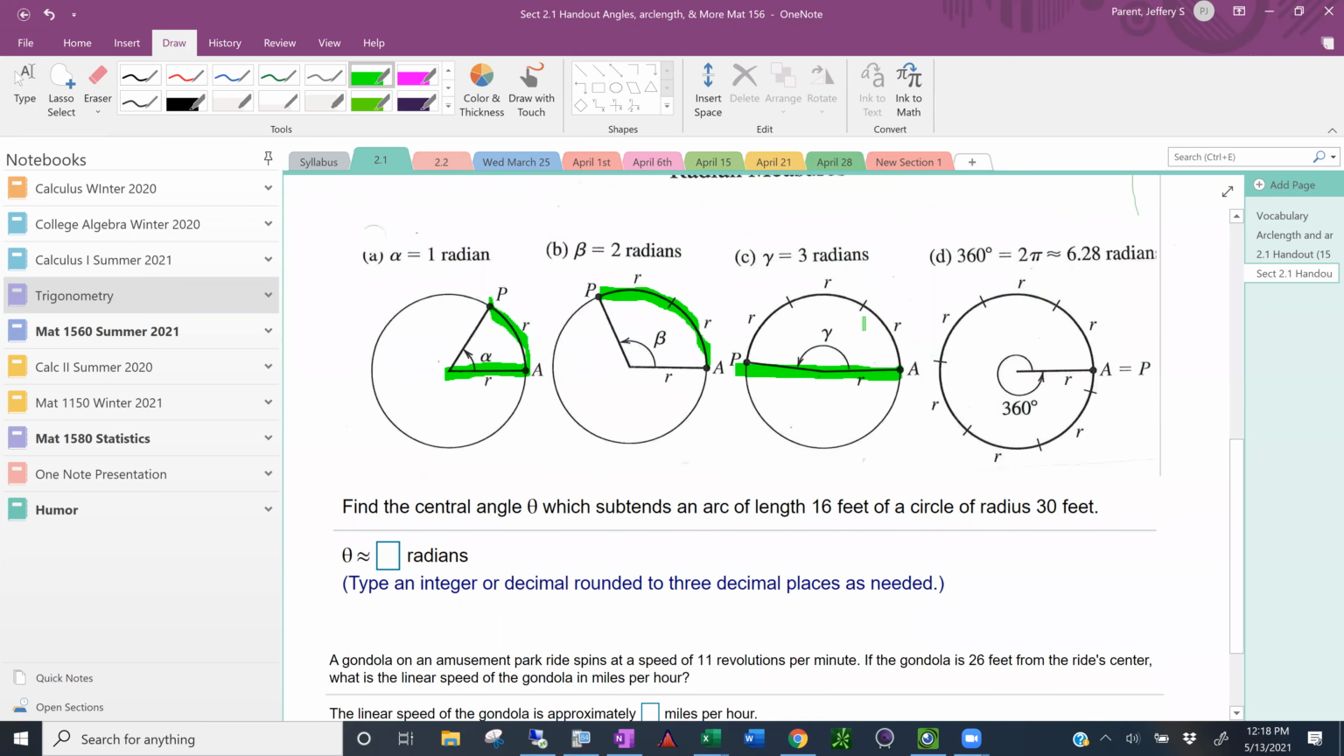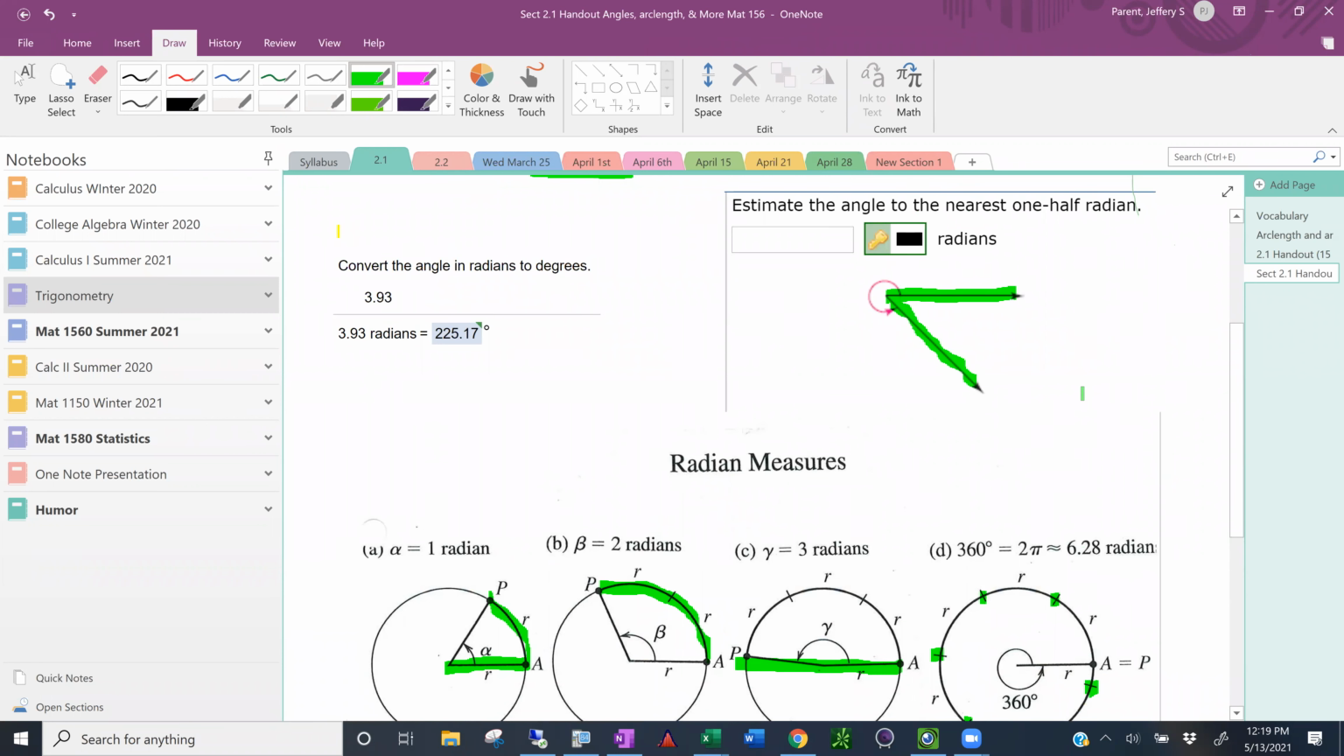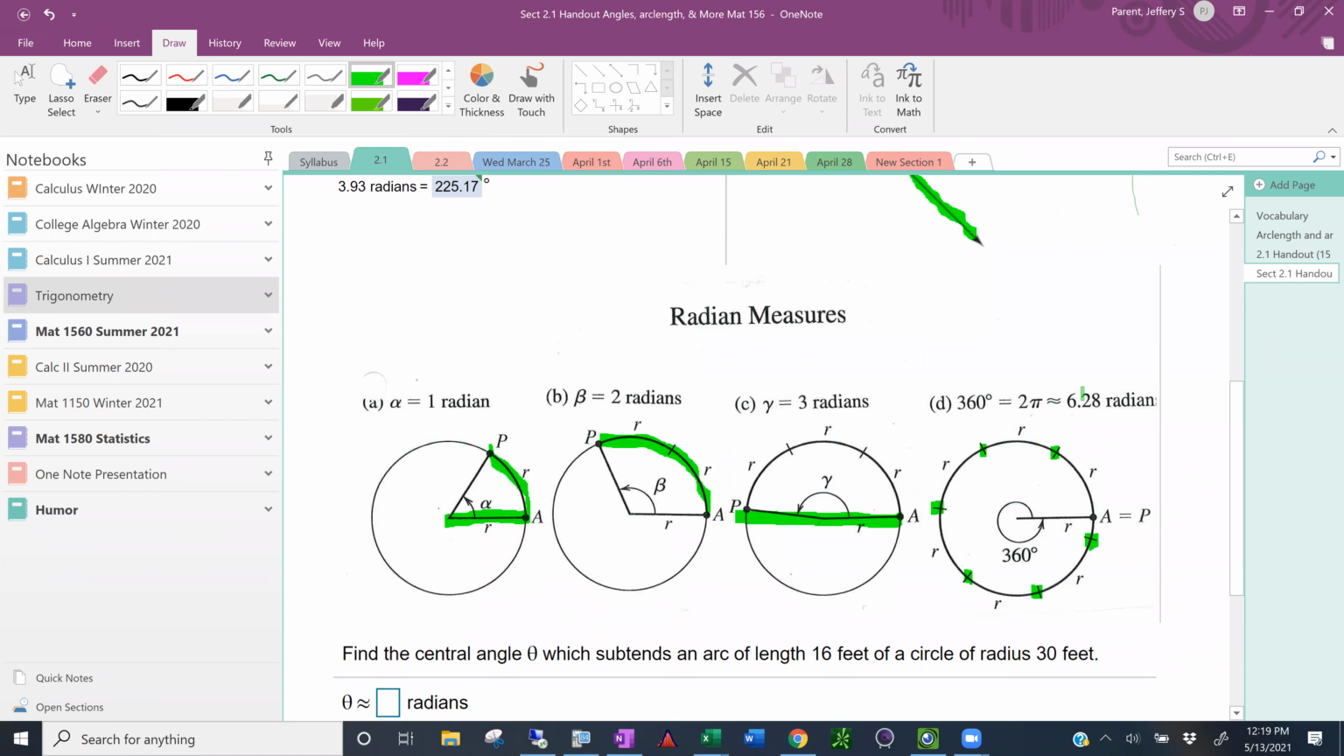Well, it helps to keep in mind what a radian is. It's pi radians all the way across. 2 pi radians would take you all the way around. But let's just keep an eye out. There's 1, 2 radians, 3 radians, 4 radians, 5 radians, 6 radians. Now it's asking us to estimate this to the nearest 1/2 radian. So what would that be? What would you guess?